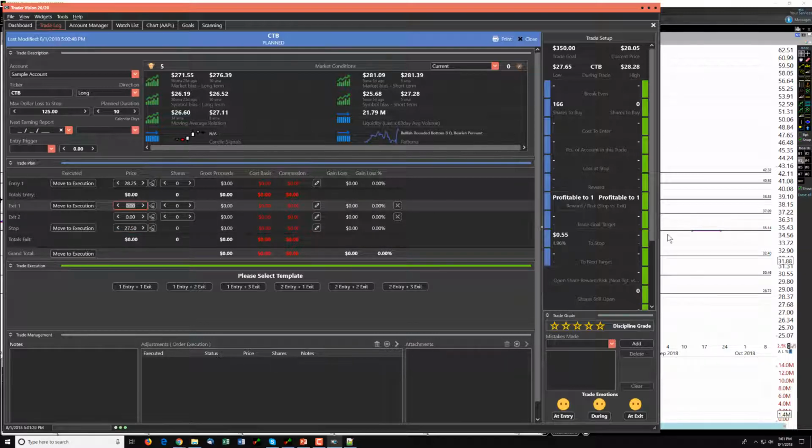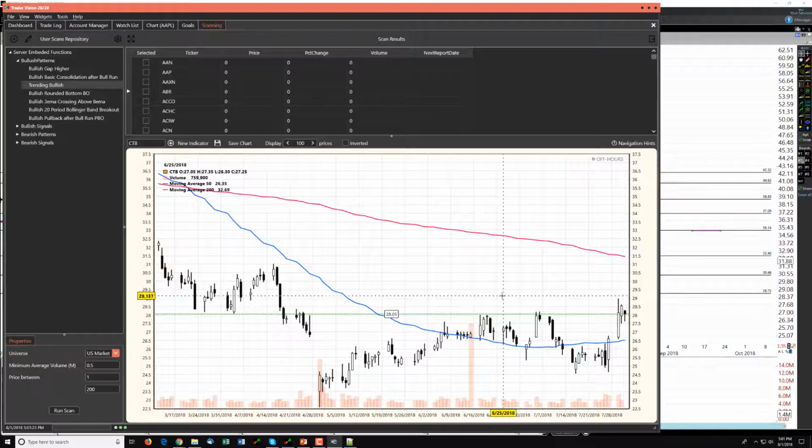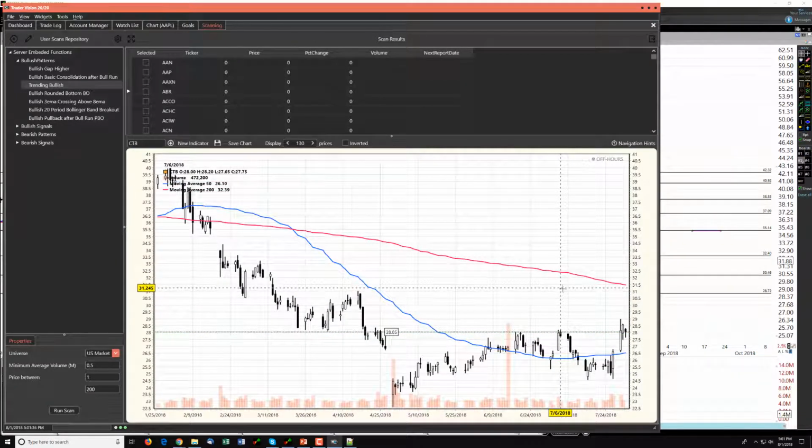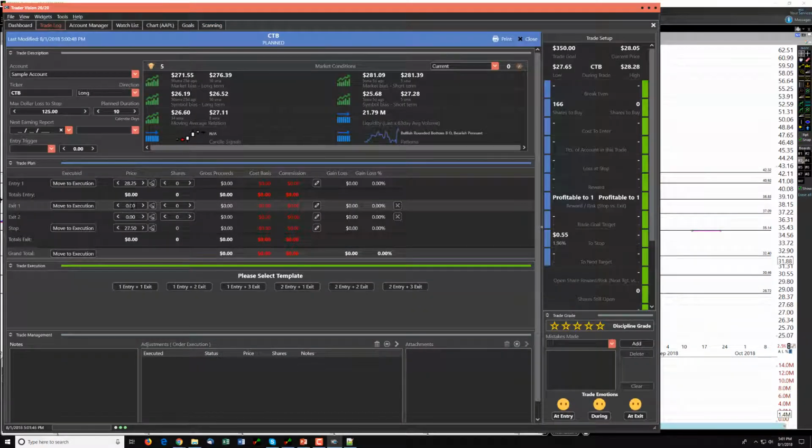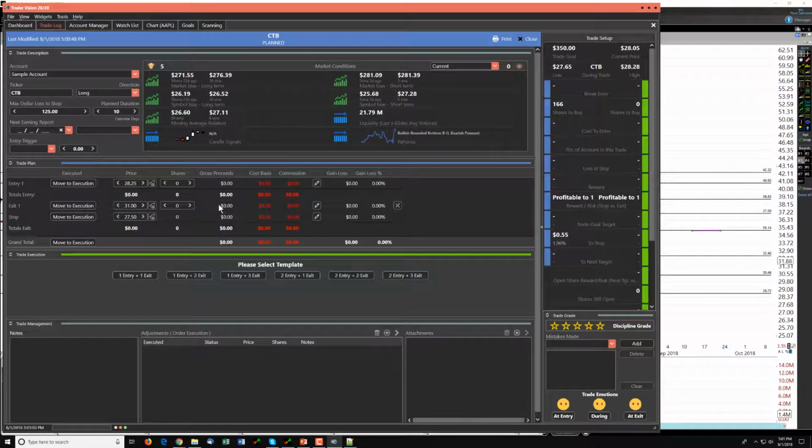We have the first target on Cooper. Probably going to be up in this area anyway. Let's take it on up here. Yeah, let's call it 31 bucks because the 200 will be about there when we reach that. So let's just make it 31 bucks and get rid of this second option. It says we can do 166 shares. Let's do 200.